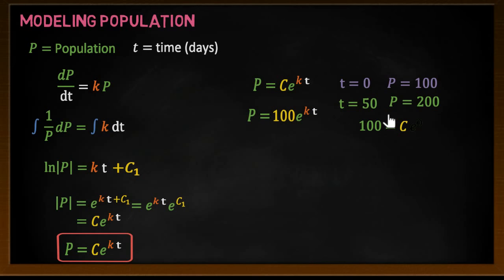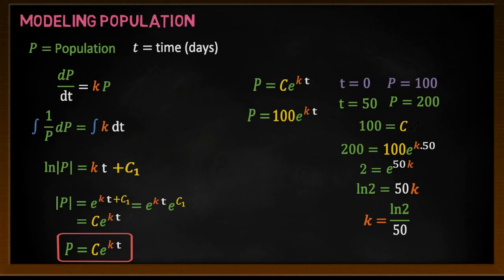And now we can use the second piece of information. Our population is 200 when time is equal to 50, after 50 days. So 200 is equal to 100 e to the k times 50, right? t is now 50. Now we can divide both sides by 100 and we will get 2 is equal to e to the 50k. Then we could take the natural log of both sides. On the left hand side, we get the natural log of 2. And on the right hand side, the natural log of e to the 50k, that's the power that you need to raise e to get e to the 50k. Well, that's just going to be 50k. And now we can solve for k. Divide both sides by 50. And we are left with k is equal to the natural log of 2 over 50.